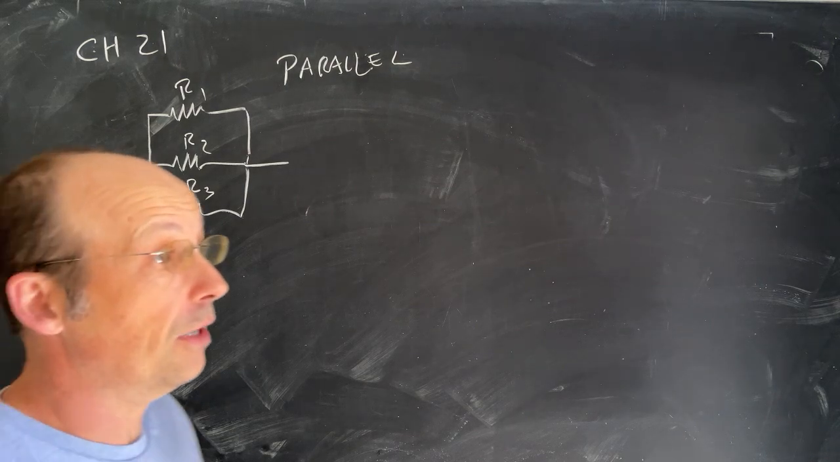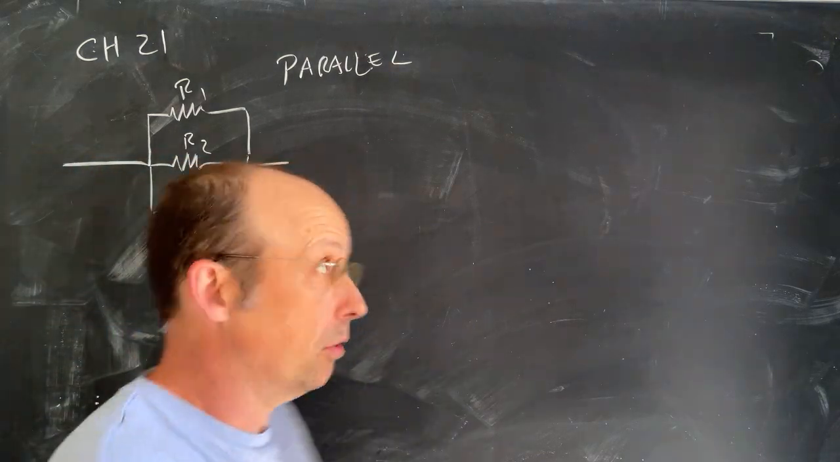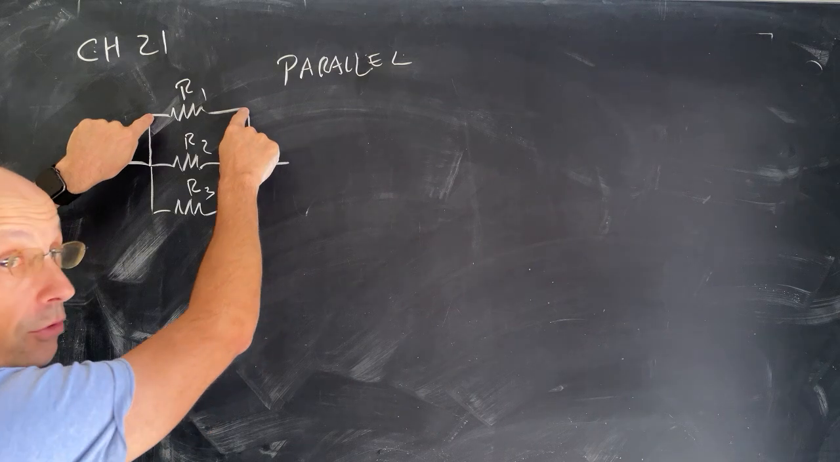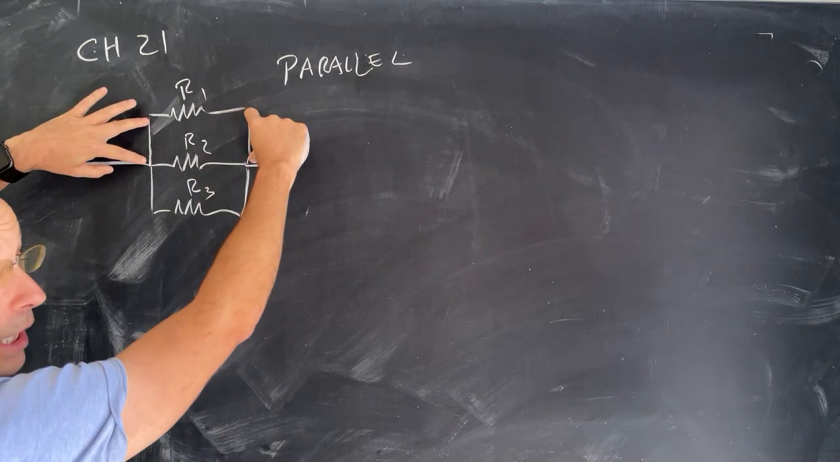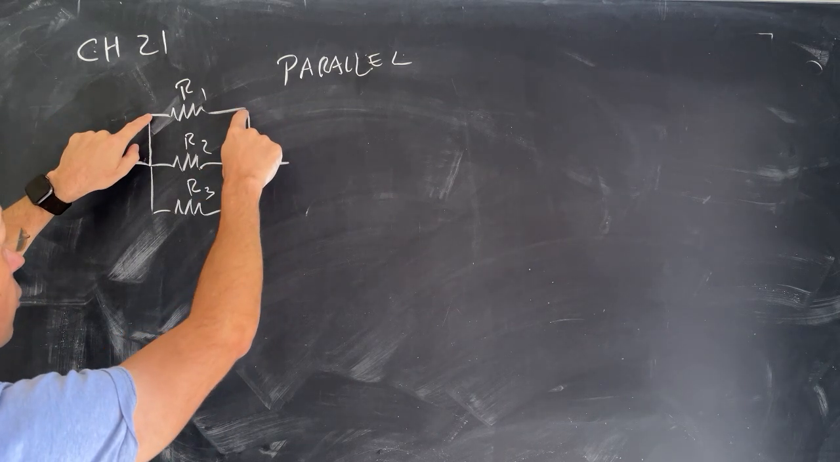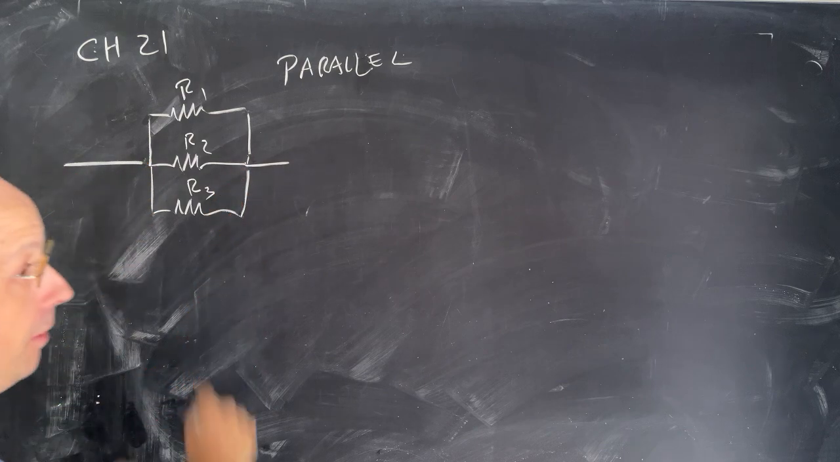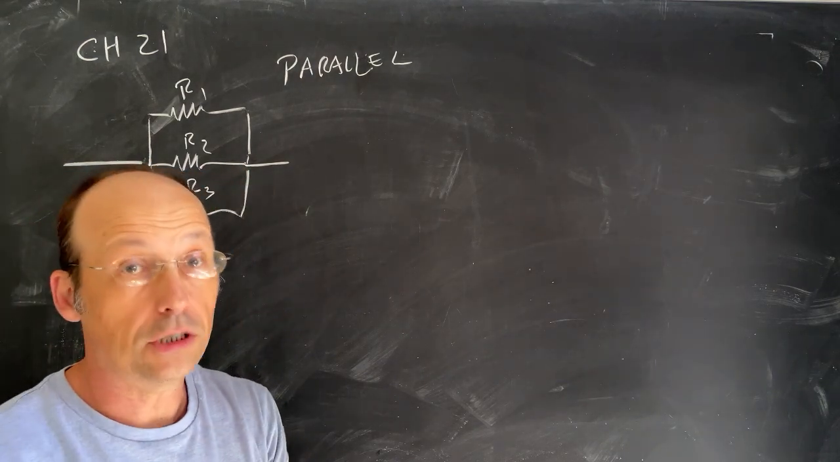They are in parallel if they have the same change in potential. So if I measure the change in potential of this, since there's nothing in between these two, then the change in potential across that and that have to be the same and that have to be the same. So they all have the same change in potential.